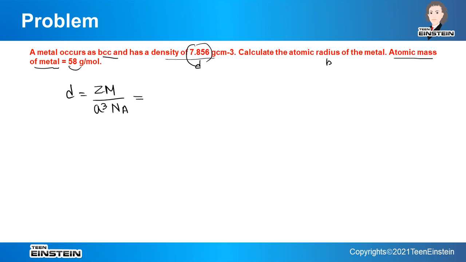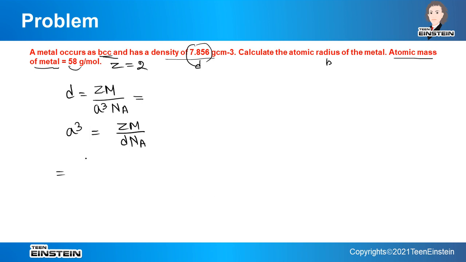Molar mass, or atomic mass, is given. The Avogadro number we already know, and as it is mentioned that it is a BCC type of lattice, the Z value will be 2, that is also known. So here the only unknown element is a. So we will write a cubed equals Z M divided by d N_A.